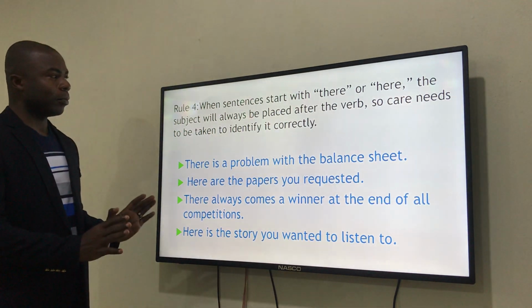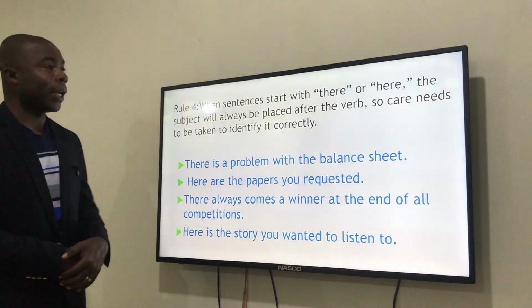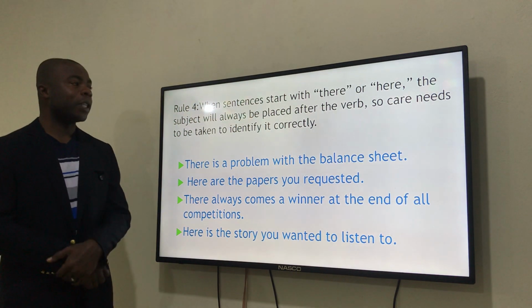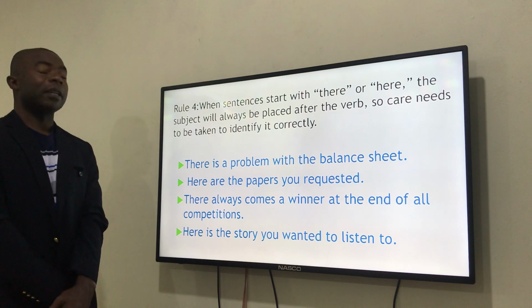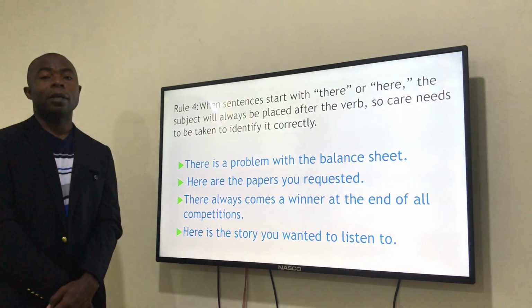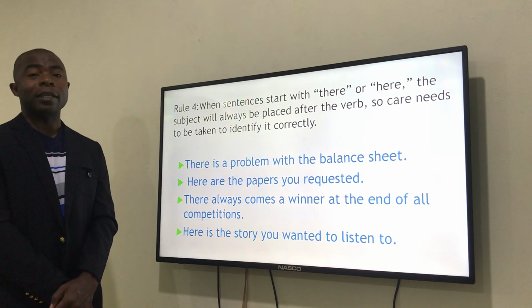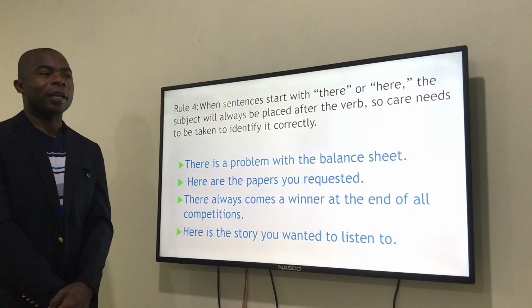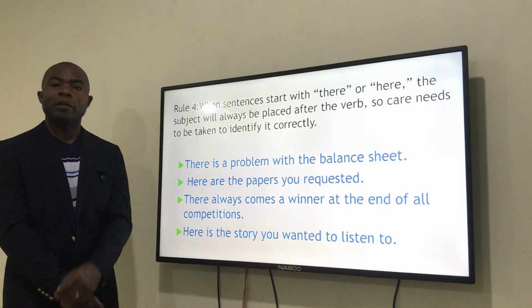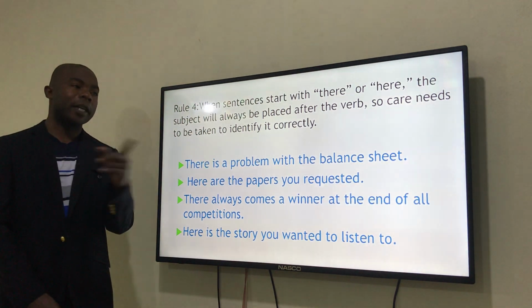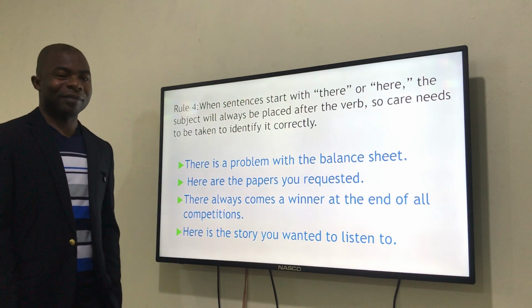So take note. Rule number 4 says, when sentences start with there or here, the subject will always be placed after the verb, so care is to be taken to identify it, the subject, correctly. And once the subject is correctly identified, you'll be able to know where the subject is, its number, and make sure the verb you use agrees with it. That's 4.